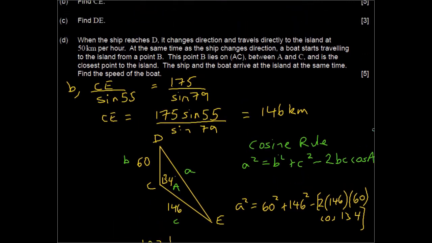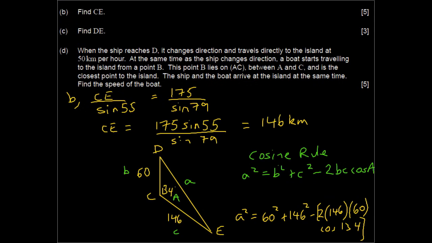Alright. Now we look at the last part. It says when the ship reaches D, it changes direction and travels directly to an island at 50 kilometers per hour. At the same time as the ship changes direction, a boat starts travelling to the island from a point B. Point B lies on AC between A and C and is the closest point to the island. The ship and the boat arrive at the island at the same time. Find the speed of the boat.